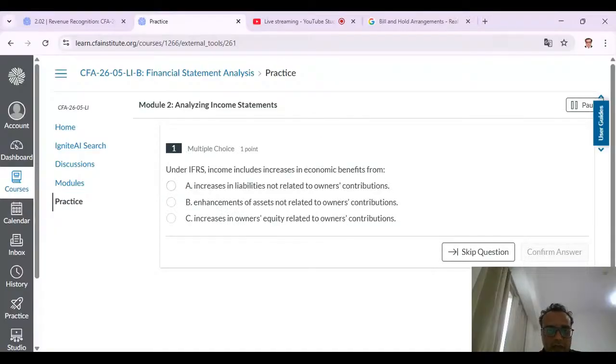Under IFRS, income includes increase in economic benefits from increase in liabilities not related to owner's contribution, enhancement of assets not related to owner's contribution, and increase in owner's equity not related to owners. Yes.